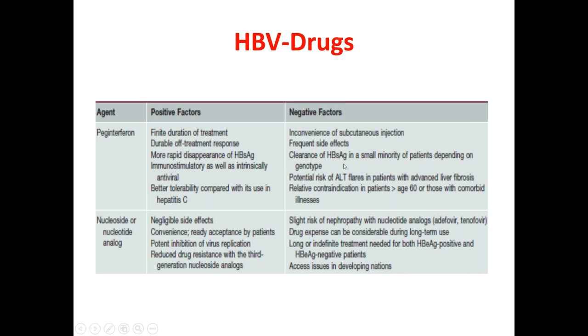And as already we have discussed in epidemiology, in HBV, the D type of genotype is quite prevalent in India. And here the response to interferon is not good. And interferons cannot also be used in patients who are having cirrhosis or who have a lot of comorbidities. The main advantage of nucleoside analogs is that they can be given without any side effects.